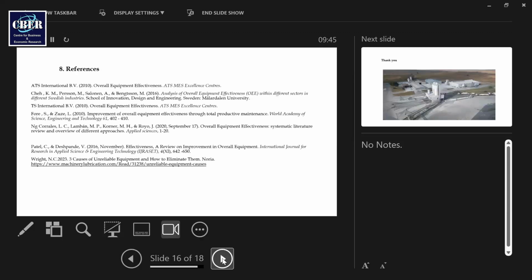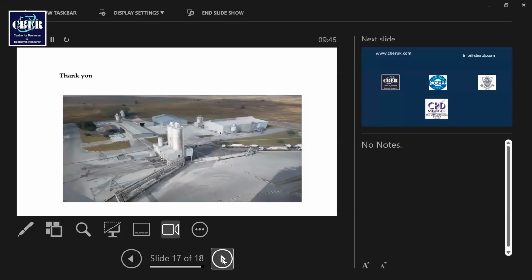These are the list of references that are in text. Then this is the picture of the plant where the research was conducted.